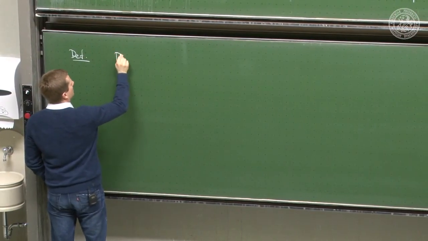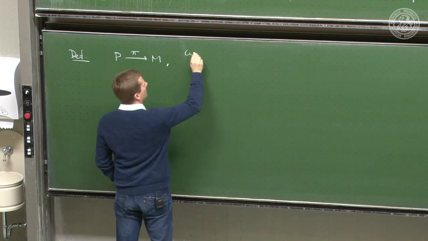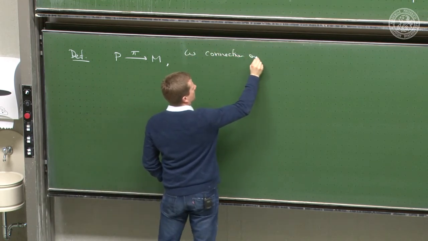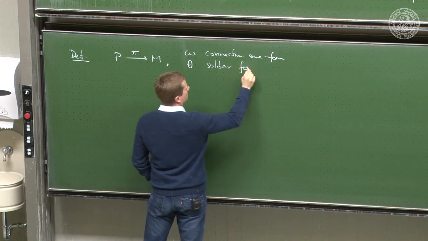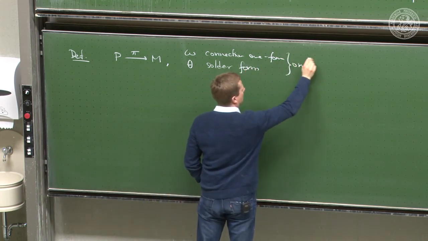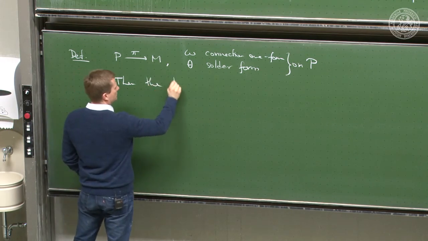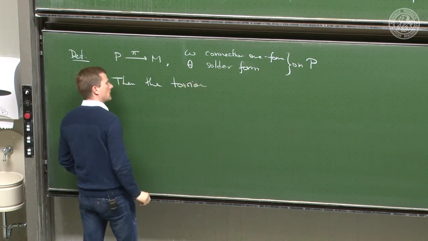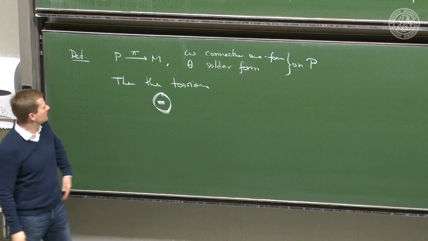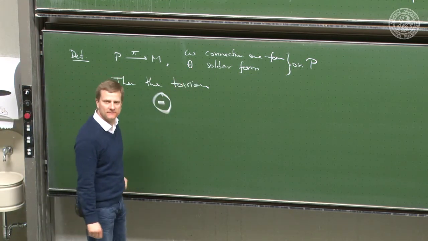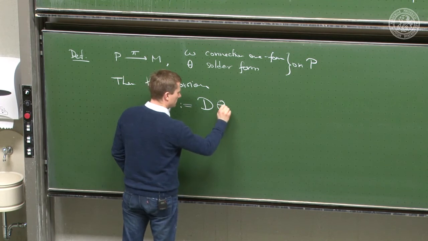So if P down to M, pi, is a principal G bundle and omega is a connection 1-form and theta is a solder form, again on the total space P, then the torsion, capital Theta, is the exterior covariant derivative of the solder form.